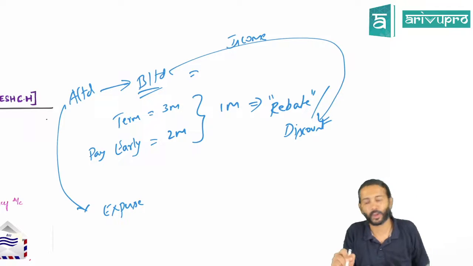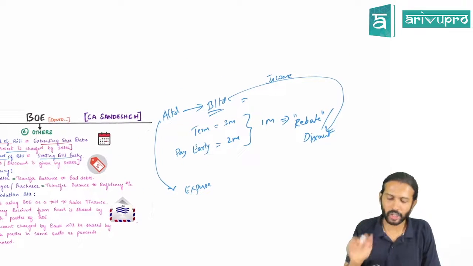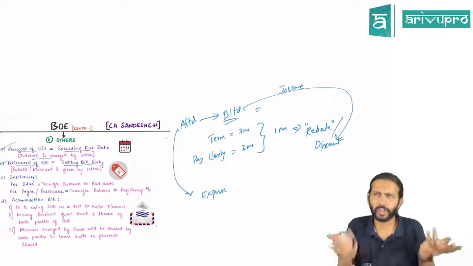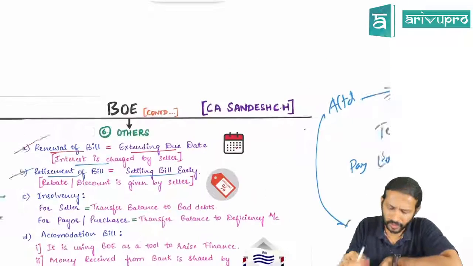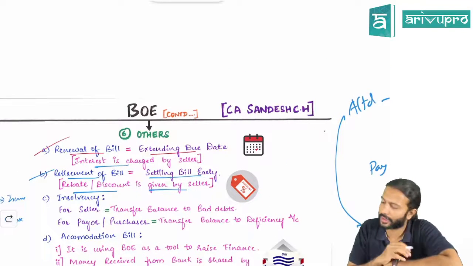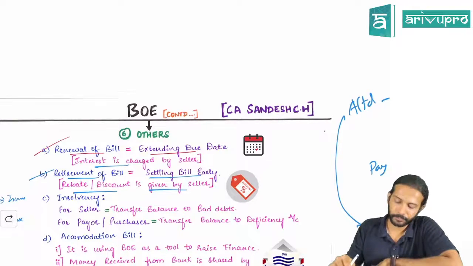Opposite scenario. That's all it is. Manageable. That is the concept of retirement of bill. You're just paying early, so again interest or some rebate will come. Rebate or discount is given by the seller over here. If you're okay, we will apply this in question number 3.